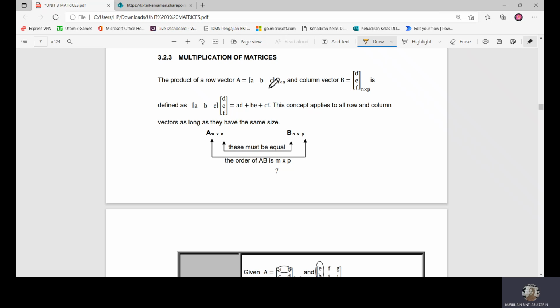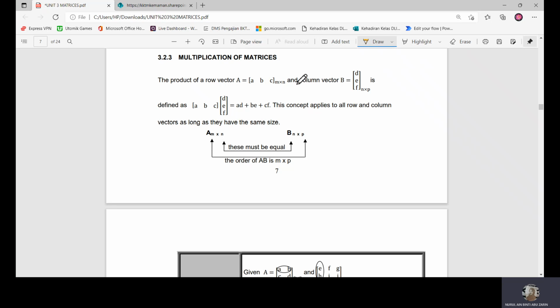Okay, so the next one for now is the multiplication of matrices. This is not going to be the same as what you have before. Before this, we have addition and subtraction. What you have to make sure is just that they have the same dimension before you can add or subtract.